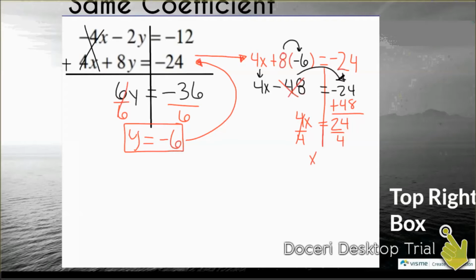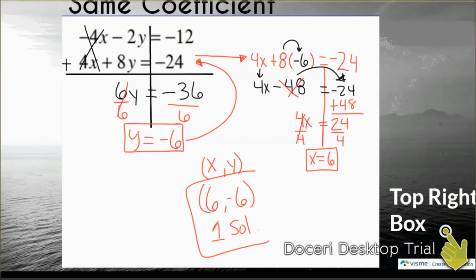So on 3, you're going to tell me what our answer is. Ready? 1, 2, 3. And we should have said positive 6. So as always, our very last step is to write our answer as an ordered pair. Remember, our x's come first, then our y's. So our answer should say 6, negative 6. And as we've talked about before, if I can get an ordered pair, that's going to give me one solution. Here's my final answer. Okay?